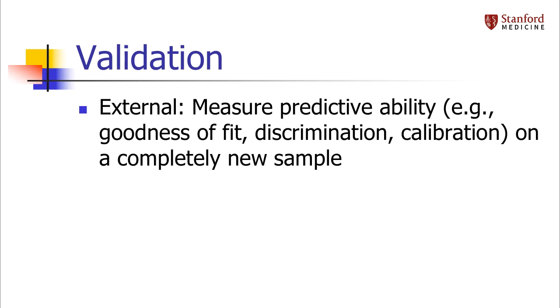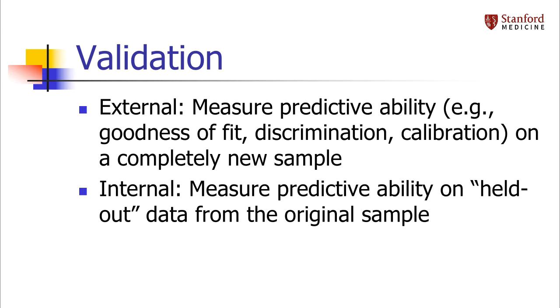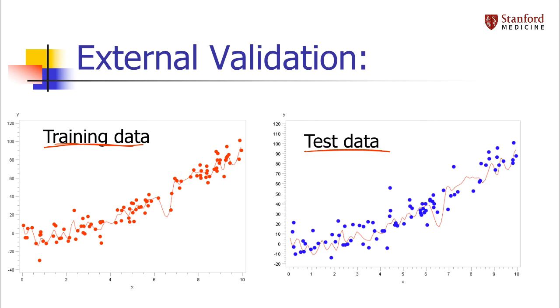But we can't always do that because, of course, that means you've got to go out and do another study. So a lot of times we compromise and we do what's called internal validation. In internal validation, we're going to measure our predictive ability on held out data from the original sample. I'll say what that means in just a minute. Basically, the idea is you want to hold out some part of your data at any given time and make sure that you are not fitting your model and testing your model on the same data. There's lots of ways to do that.